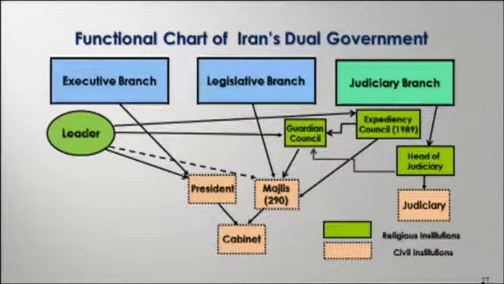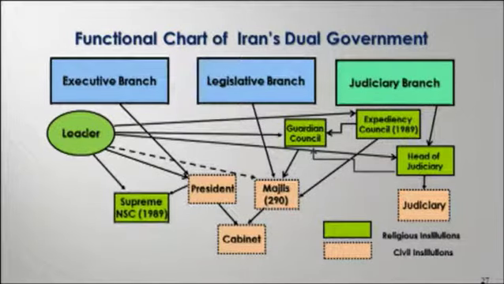And then the other thing is the Supreme National Security Council is under the leader, and this was yet another governmental organ that was created under the dual leadership in 1989 through revision of the Constitution. This body, the Supreme National Security Council, is a policy-making and policy coordinating body focusing on foreign policy, on intelligence and defense and security matters.